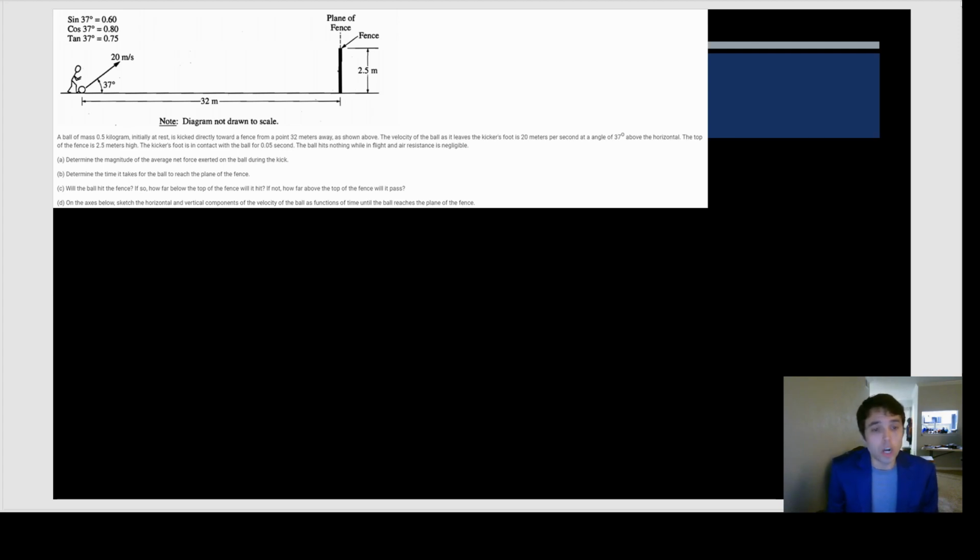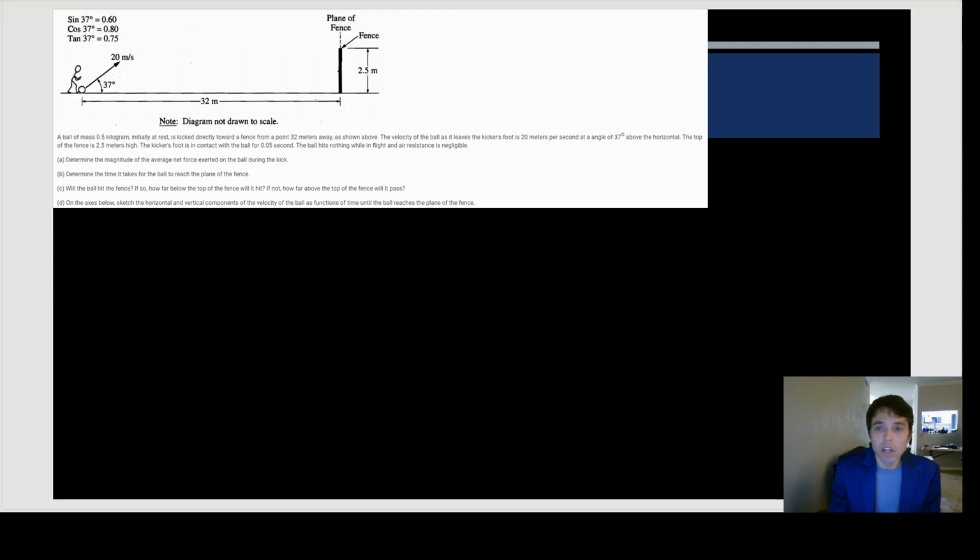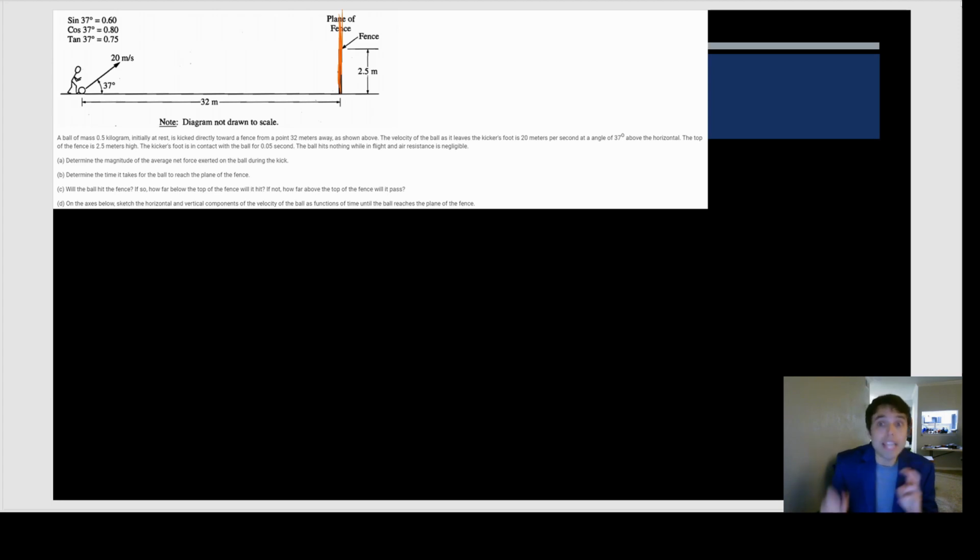Part B, determine the time it takes for the ball to reach the plane of the fence. So if you imagine that the fence kind of extended up in the air, kind of up this way, this whole thing here is the plane of the fence, right? So if the ball goes over the fence, then it won't hit the fence, but it'll hit the plane of the fence, right? You kind of extend it up, and that's what they're trying to say.